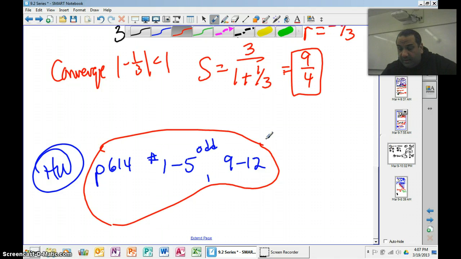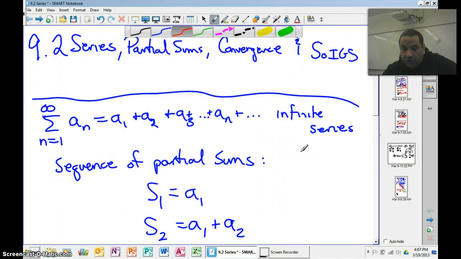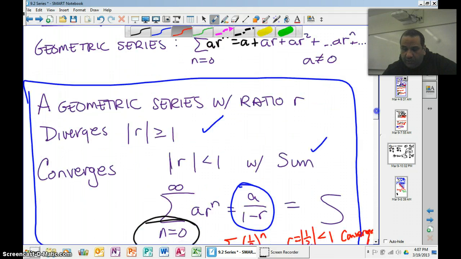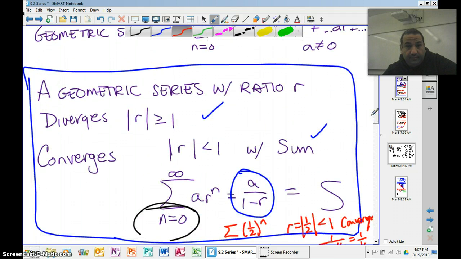And just the big gist of this, there's two things here. One was the partial sums, okay? The second one is this formula with the geometric series.